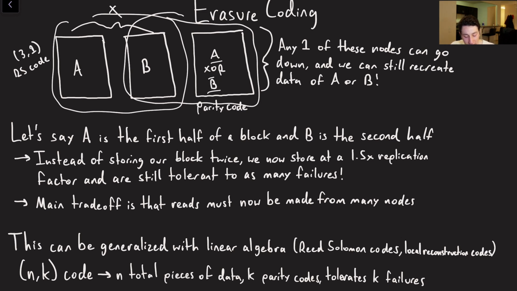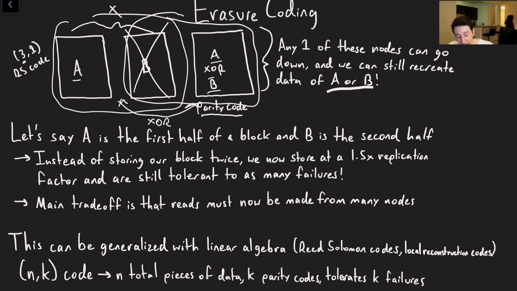So this A XOR B block is called a parity code. The reason it's called a parity code is because it's not the data itself, but it's some operation on the original data such that when combined with a subset of the original data, you can create the entirety of the original data. The reason this is nice is, let's say B goes down. I know that by combining A and A XOR B, I just have to XOR these two. If I run an XOR here, then I can get B back, and then now I can combine A and B to rebuild my original X. So again, the point is any one of these can go down, and we can still create the data of A or B again.